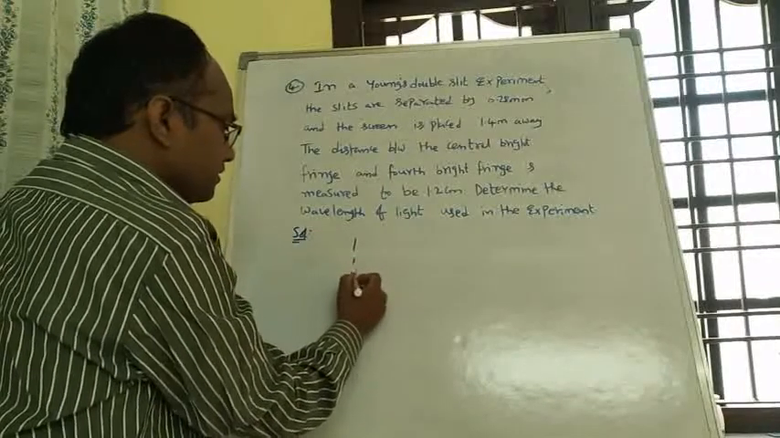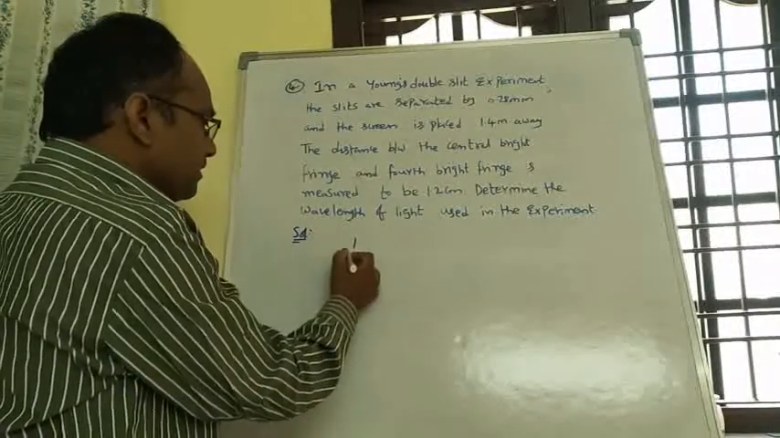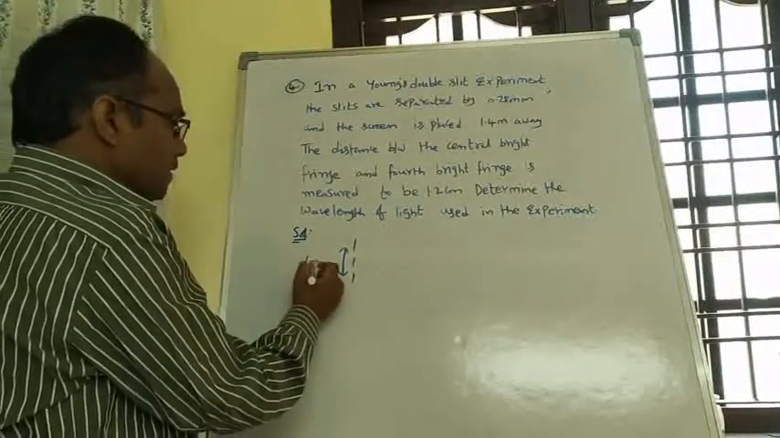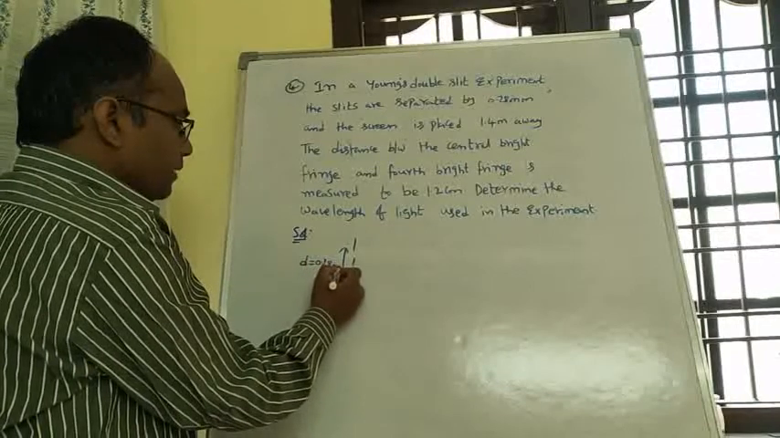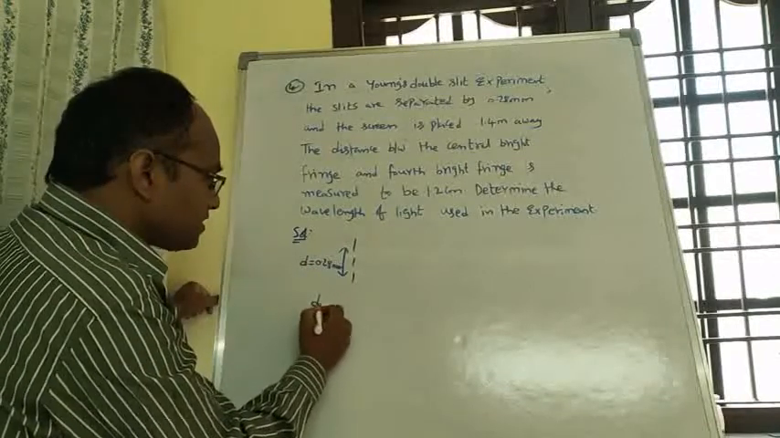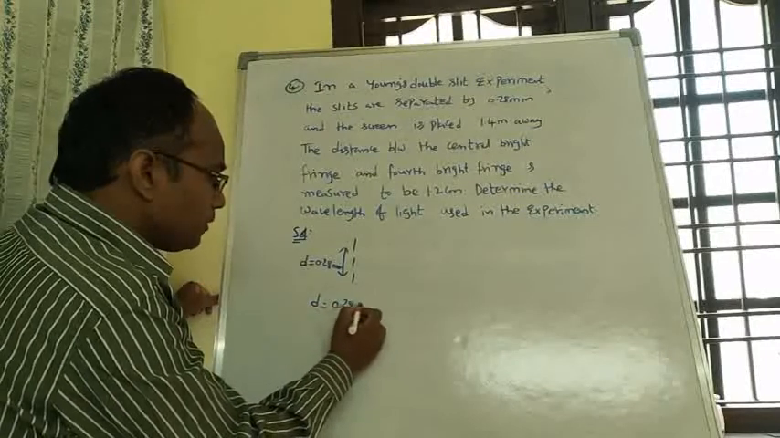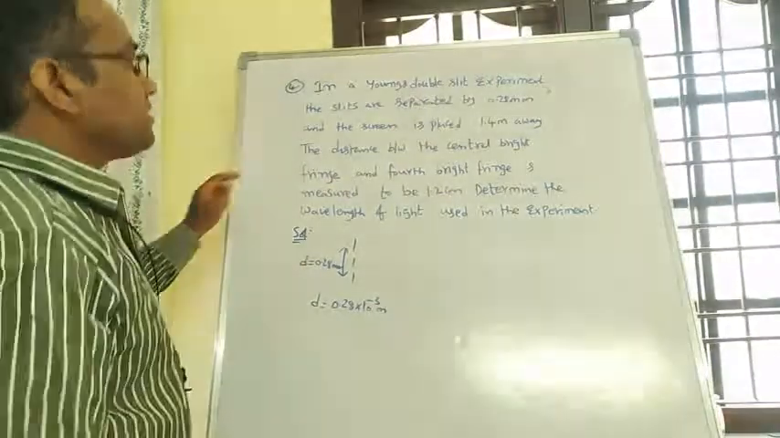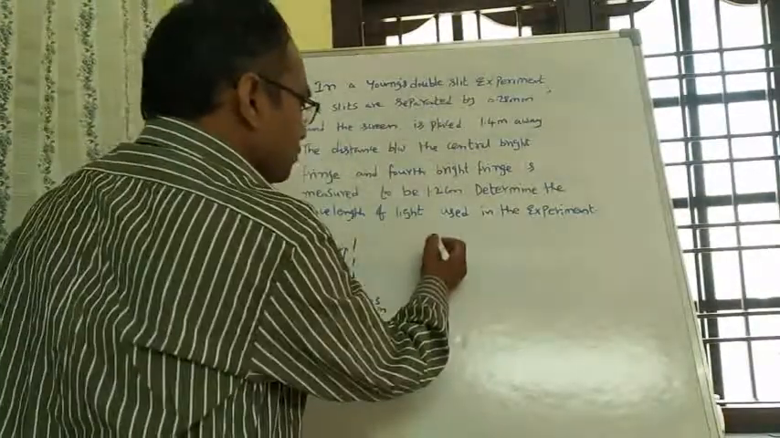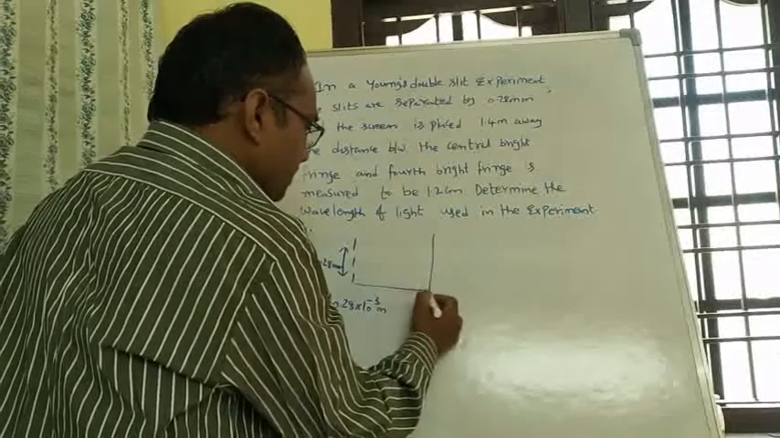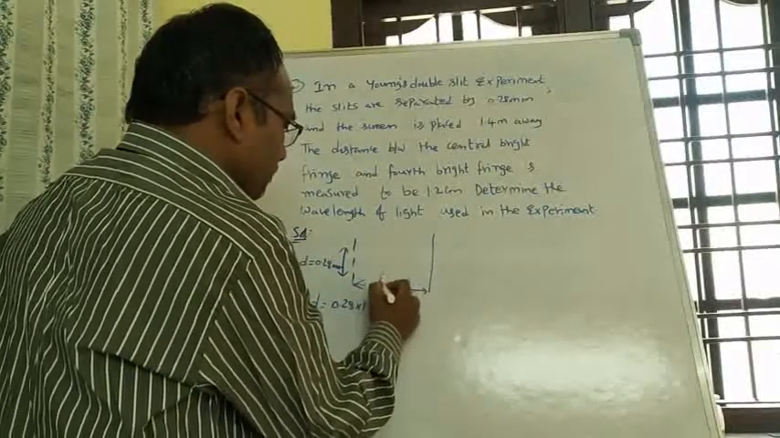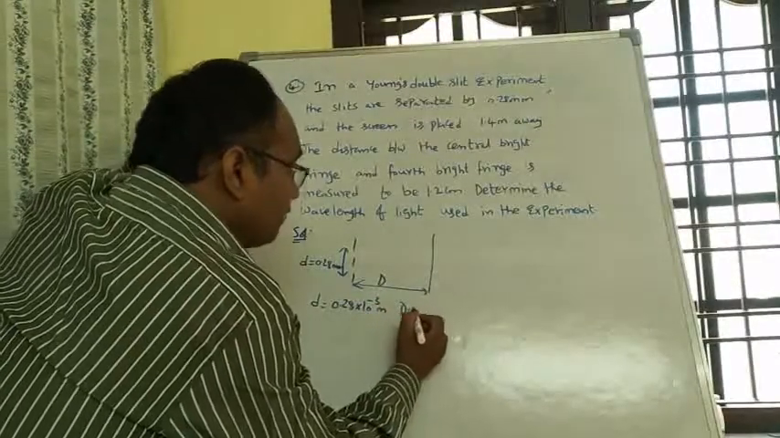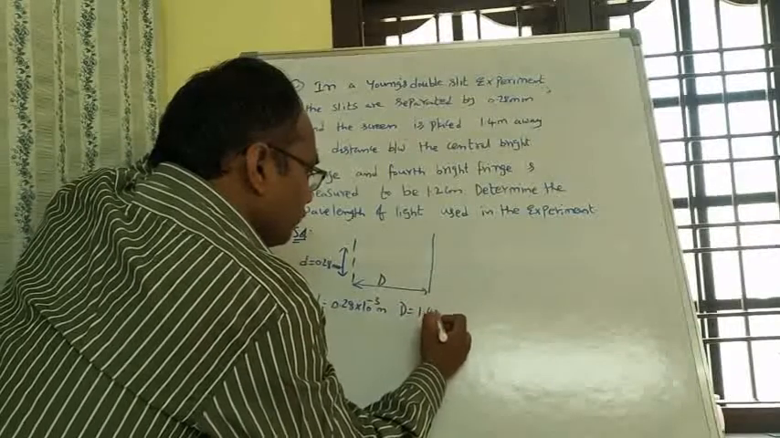So this is the slit. The distance between the slits is nothing but small d. Small d is 0.28 millimeter. So the meaning is distance d is equal to 0.28 into 10 to the power of minus 3 meter. Next, the screen is placed. So this is the screen. The distance between the slit and the screen is nothing but capital D. So here capital D value is 1.4 meter.